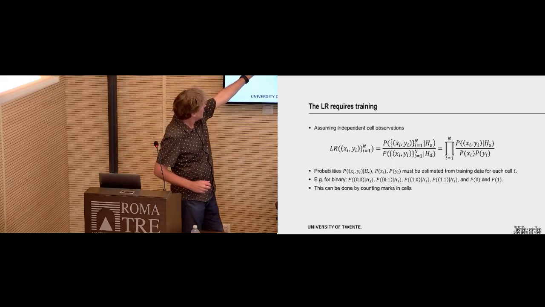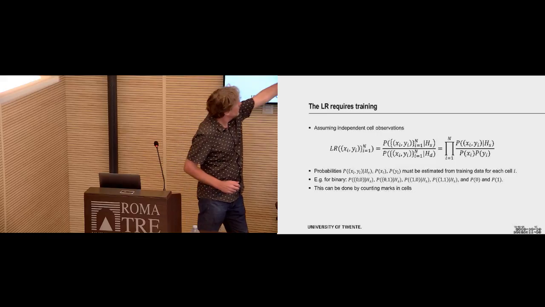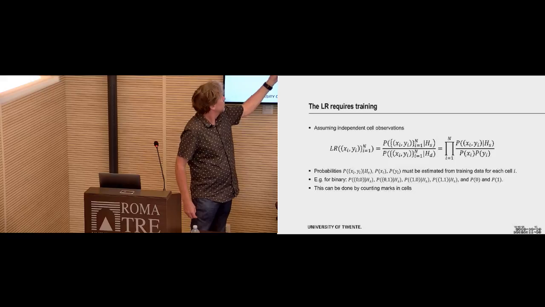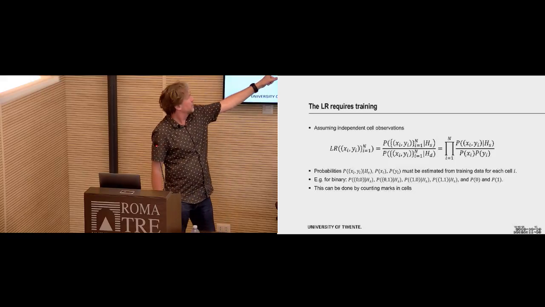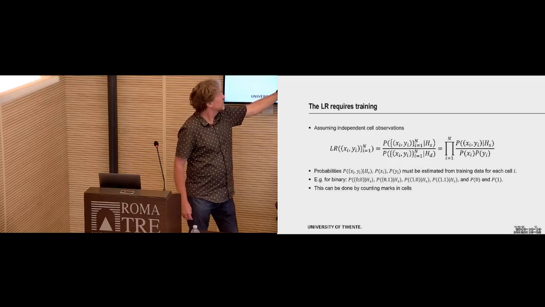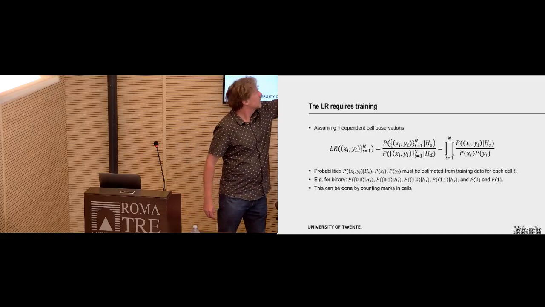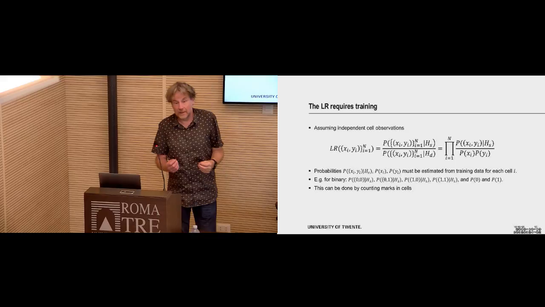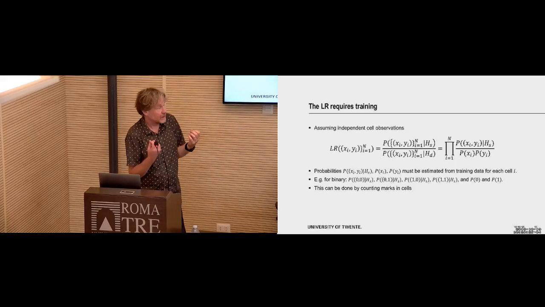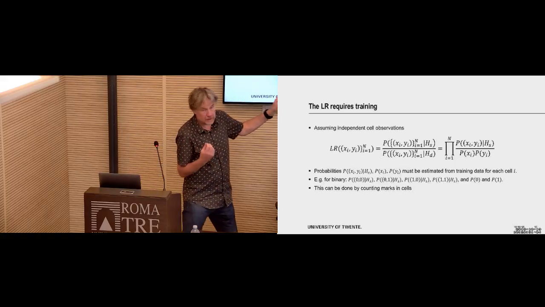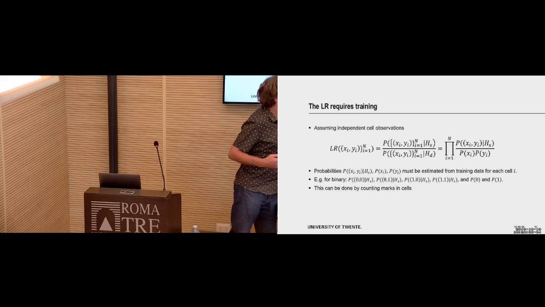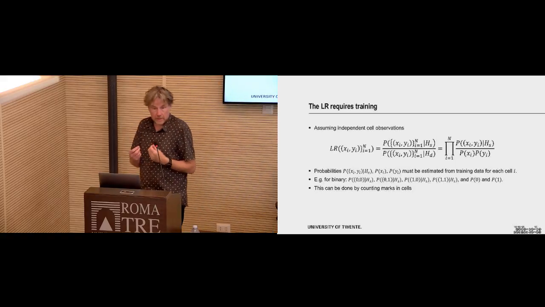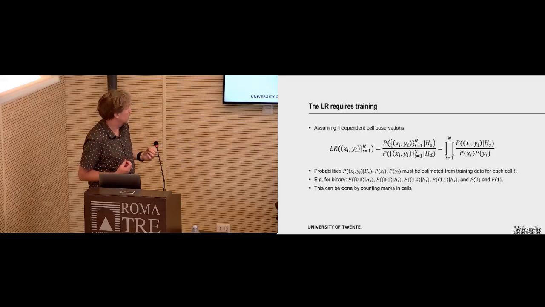So these probabilities must be estimated from training data, which is pretty easy. For instance, for the binary case, we have in one certain cell: no marks, no marks; no marks, marks; marks, no marks; and marks, marks. And we hope that, for instance, when the suspect is the perpetrator, then this one should be higher than the other two. So by counting, we can estimate those probabilities.